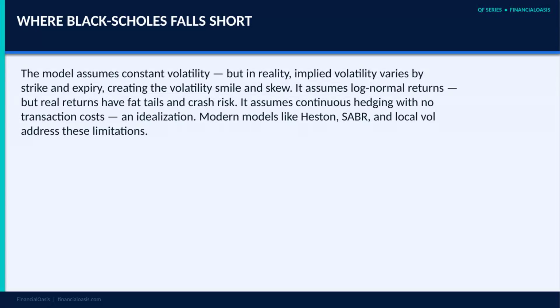The model assumes constant volatility, but in reality, implied volatility varies by strike and expiry, creating the volatility smile and skew. It assumes log normal returns, but real returns have fat tails and crash risk. It assumes continuous hedging with no transaction costs. An idealization. Modern models like Heston, SABR, and local vol address these limitations.